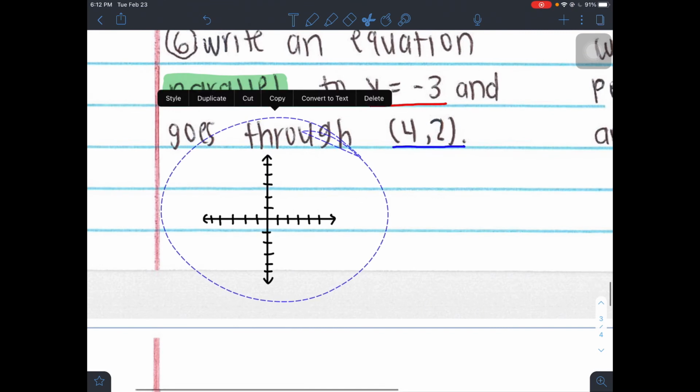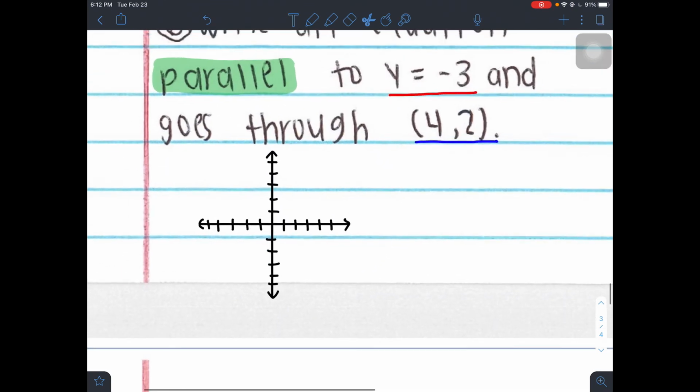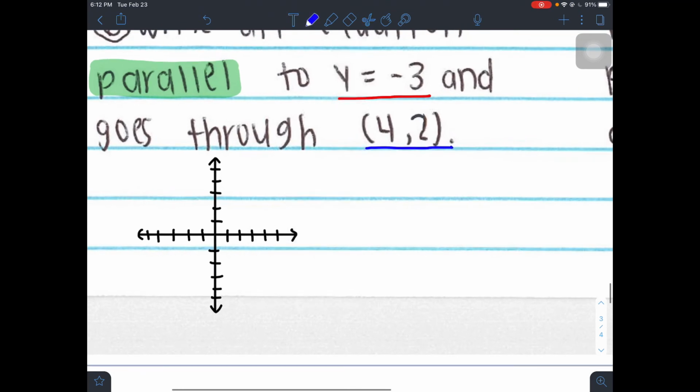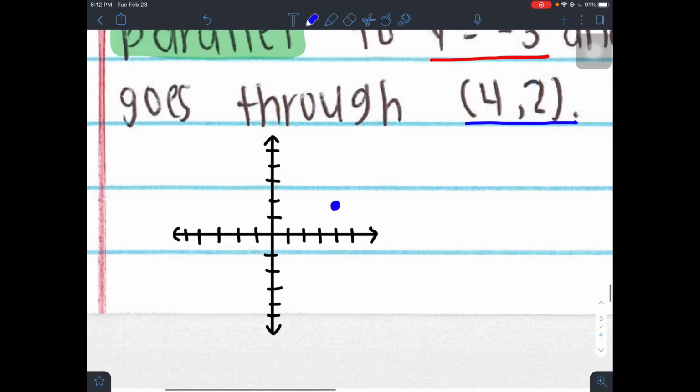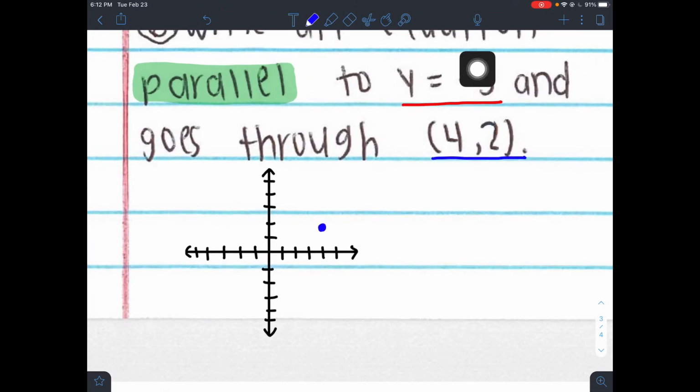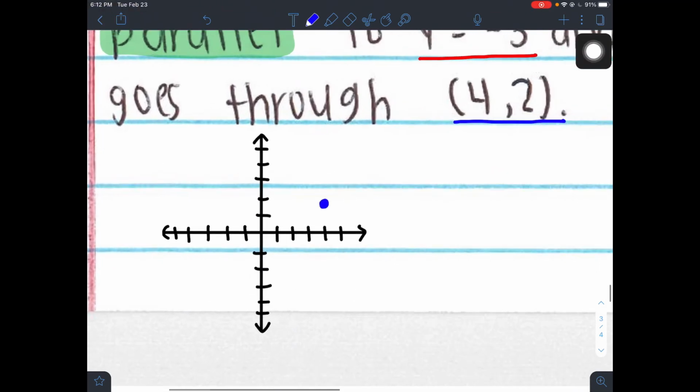I'm actually going to shrink it a little bit. Copy. All right, we're going to shrink it so that it fits on the page. We're going to plot that point. So 4, 2 is going to be right 4, up 2. There we go, +4, +2. I'm going crazy. It's been a long day. It's 6:12 up here if you couldn't see.